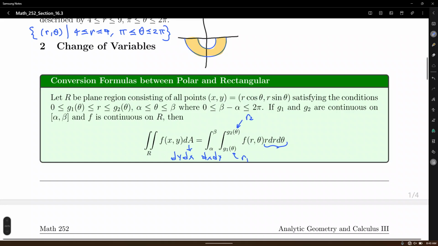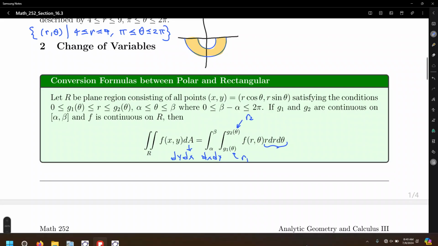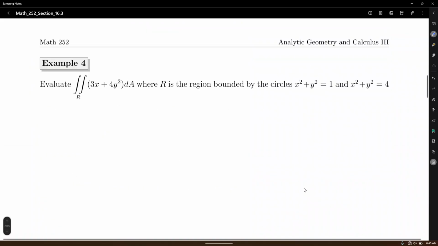Theta. All right, let's have a look at one example to see this in action, see how it works. So let's evaluate the double integral of (3x plus 4y) squared dA, where R is the region bounded by the circle of radius 1 and the circle of radius 2. It doesn't seem like a very harmful problem, but you'll see.